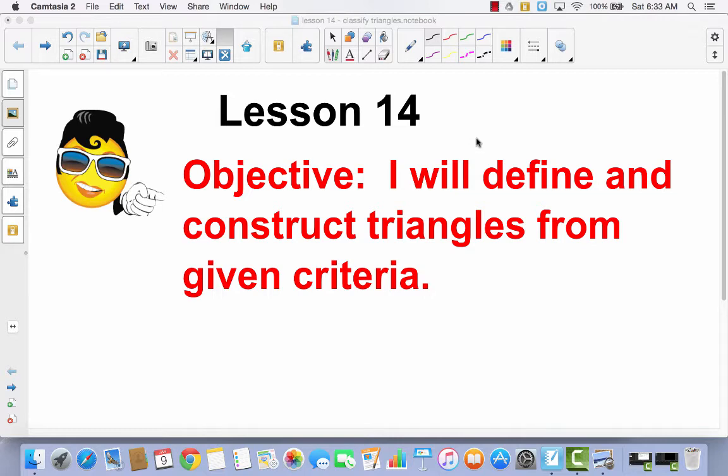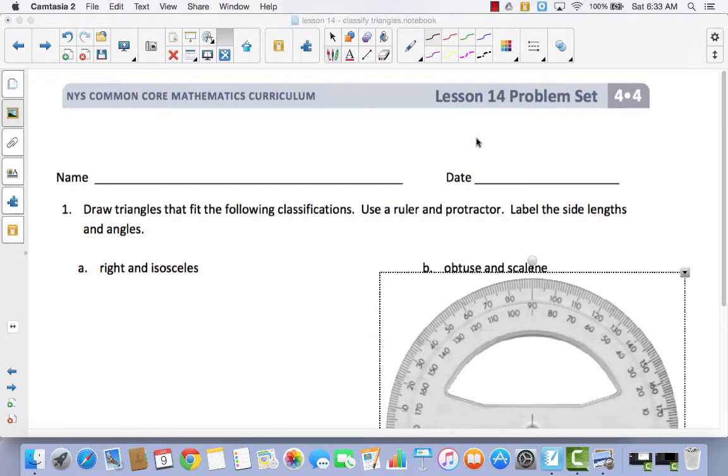We're just going to go ahead and get started right on our problem set today instead of trying to do things twice. So once you get your problem set, you're also going to need a protractor. Now I want you to notice that the directions say draw triangles that fit the following classifications. Use a ruler and a protractor. Label the side lengths. So for A, it says that we need a right triangle and an isosceles triangle.